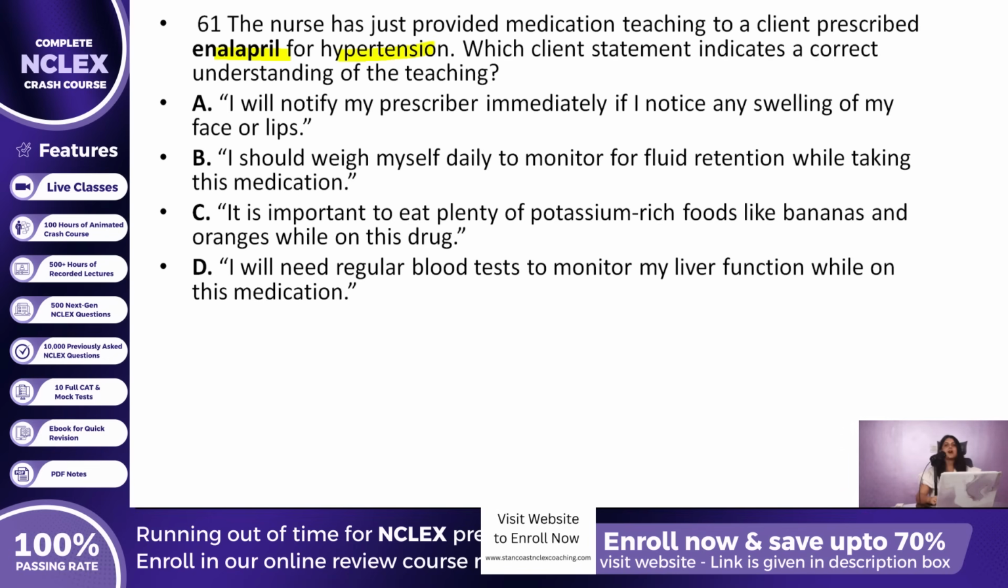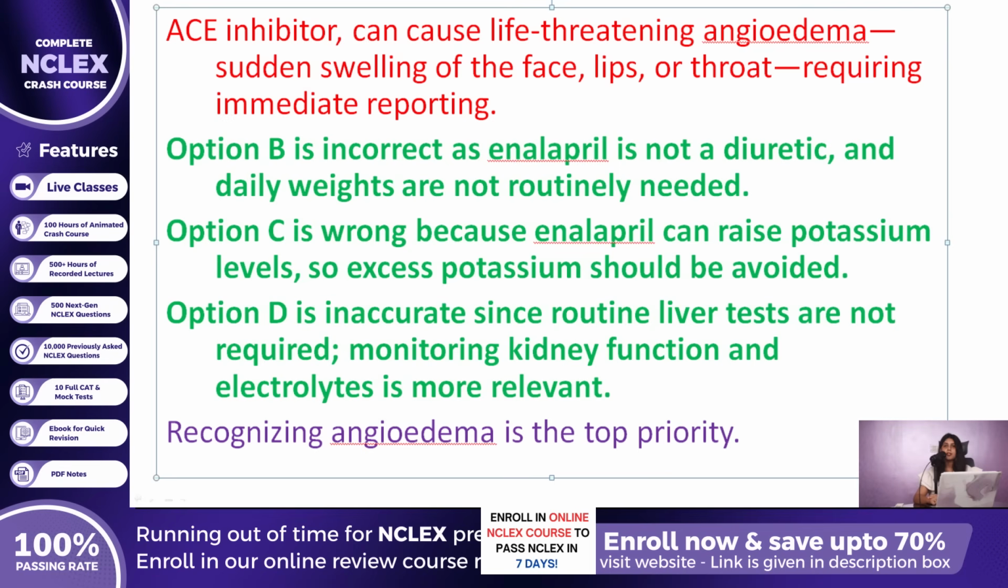The correct answer is Option A. Enalapril, an ACE inhibitor, can cause life-threatening angioedema, sudden swelling of the face, lips, or throat, requiring immediate reporting. Option B is incorrect as enalapril is not a diuretic, and daily weights are not routinely needed. Option C is wrong because enalapril can raise potassium levels, so excess potassium should be avoided. Option D is inaccurate since routine liver tests are not required. Monitoring kidney function and electrolytes is more relevant. Recognizing angioedema is the top priority.